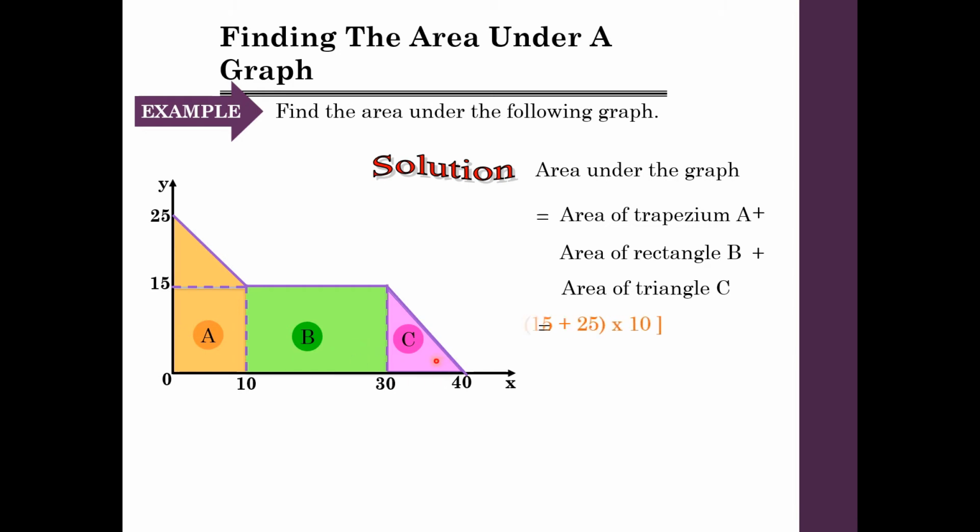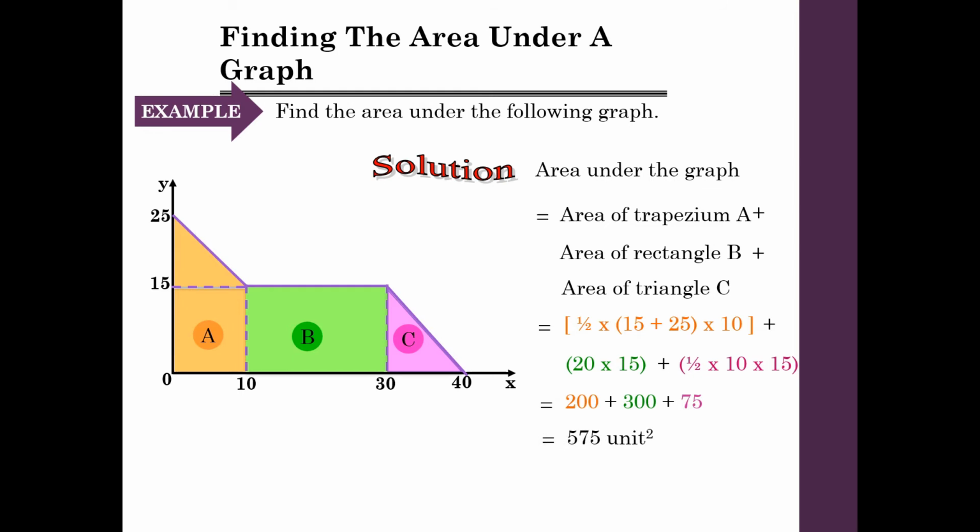And by using the formulas that we already recalled just now, to find the area of trapezium A: 1/2 times (15, the length here, plus 25, the length here) times 10. That's the formula to find the area of a trapezium. Plus the area of the rectangle, very easy, which is length times width: 20, which is from 10 to 30 is 20, and then the height is 15. And the area for the triangle is 1/2 times the base, which is 10, times the height, which is 15. So when we calculate all these values, we get the answer of 575 units squared.